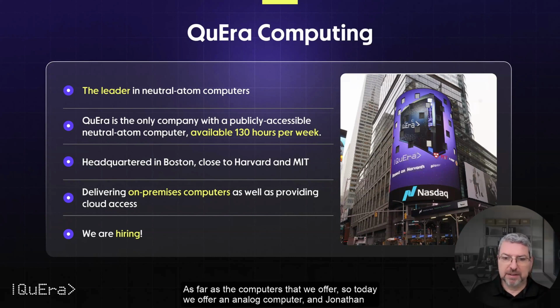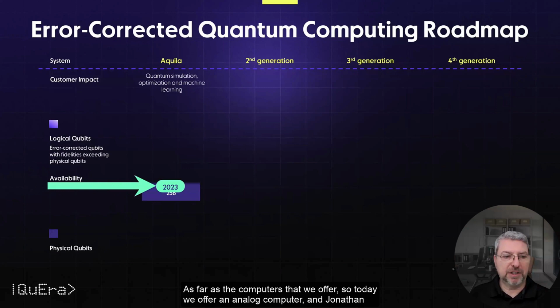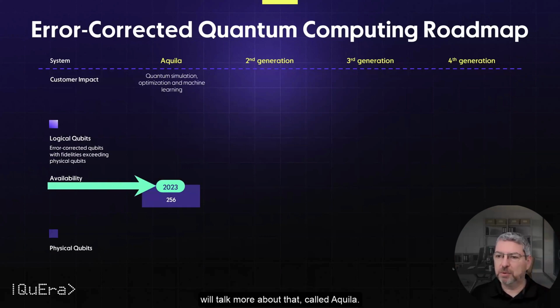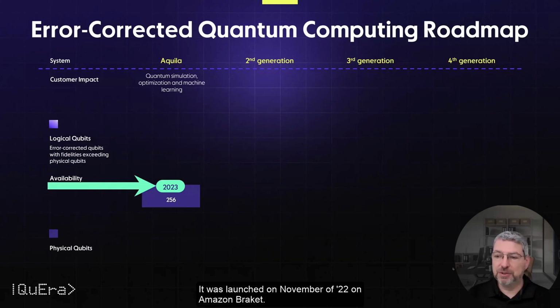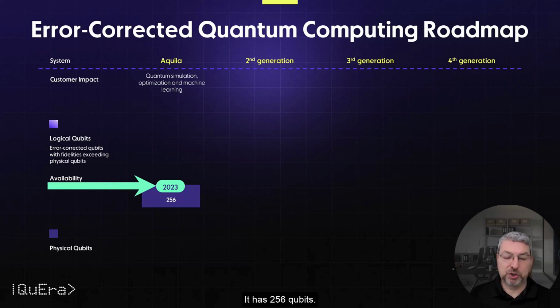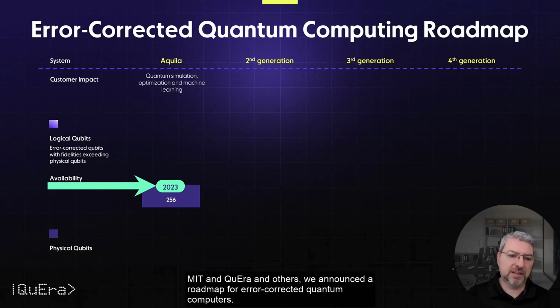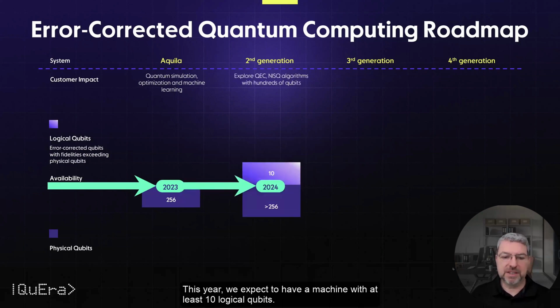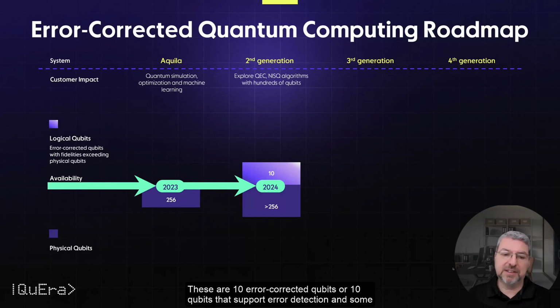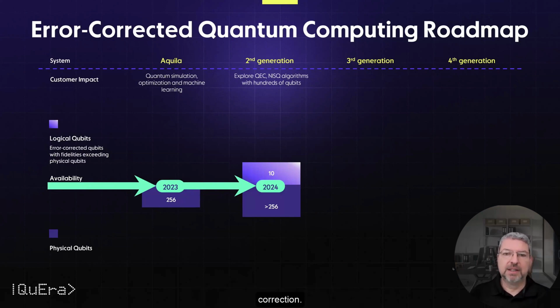As far as the computers that we offer, today we offer an analog computer, and Jonathan will talk more about that, called Aquila. It was launched in November of 2022 on Amazon Braket. It has 256 qubits. And earlier this year, after breakthrough research that was published from Harvard and MIT and QuEra and others, we announced a roadmap for error-corrected quantum computers. This year, we expect to have a machine with at least 10 logical qubits. These are 10 error-corrected qubits, or 10 qubits that support error detection and some correction.